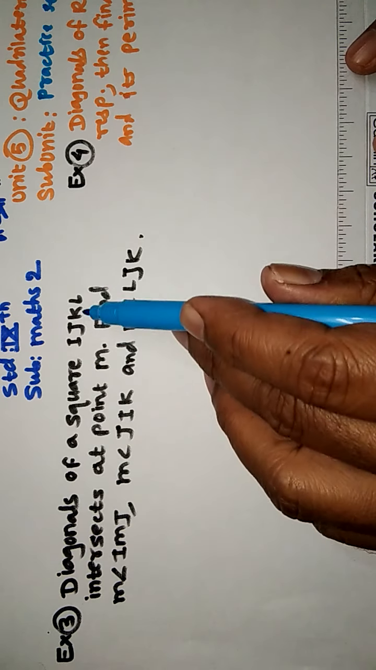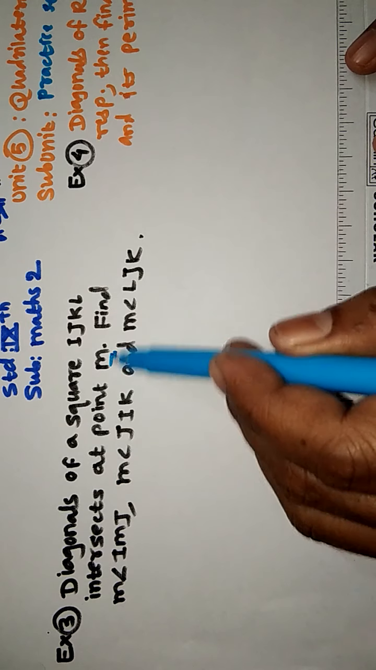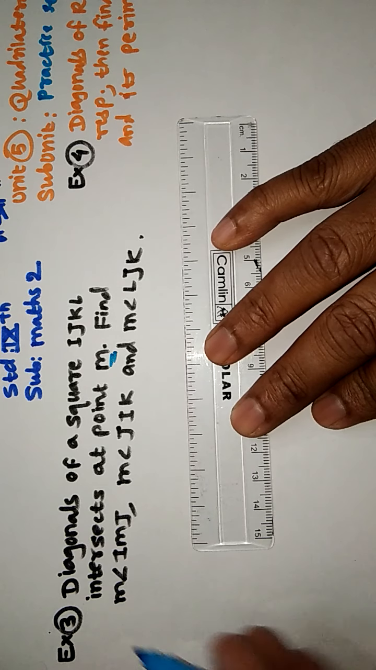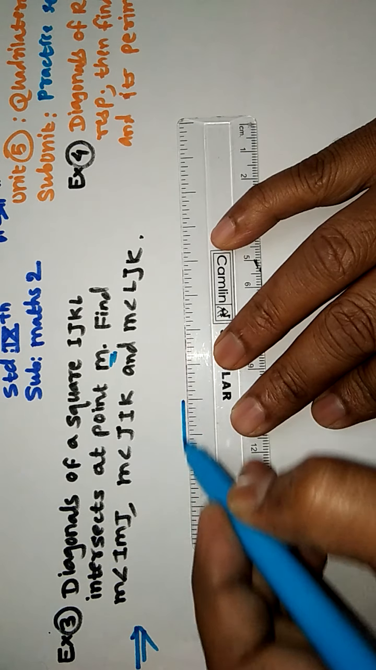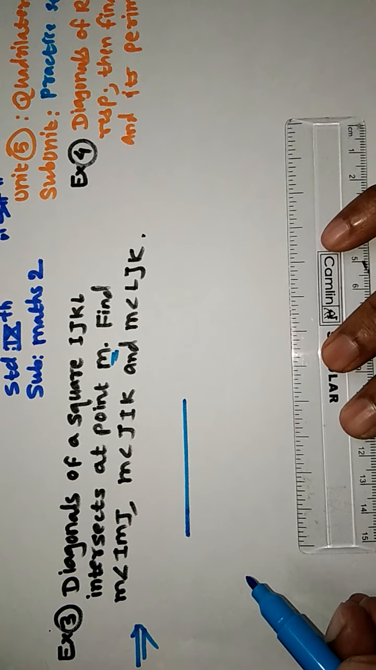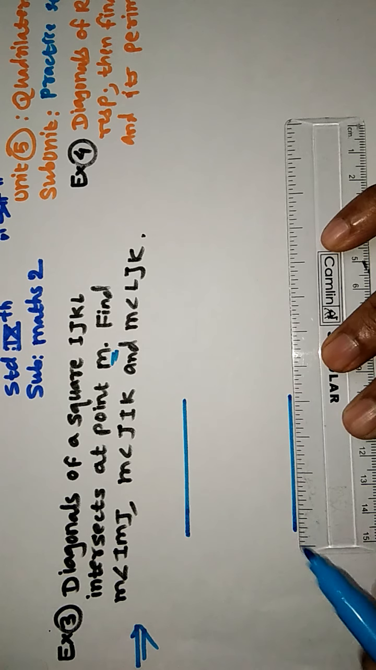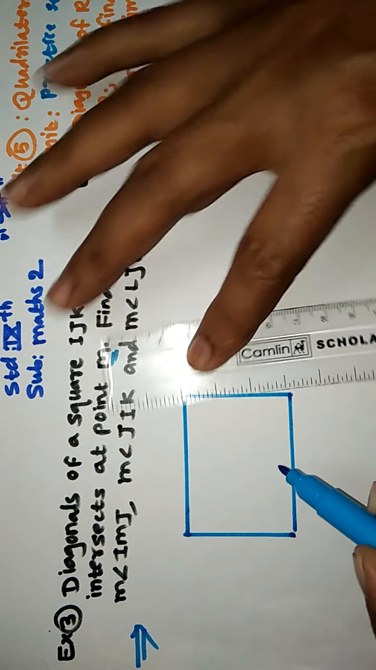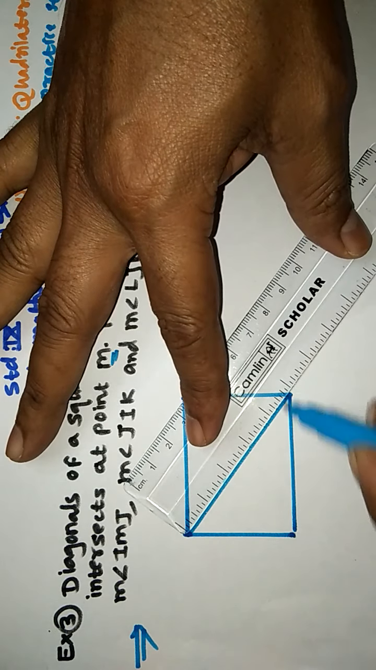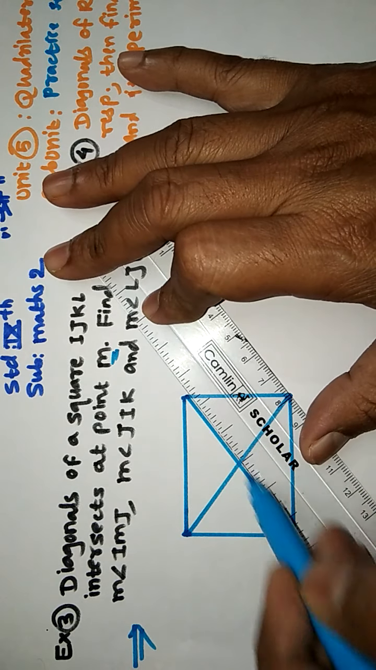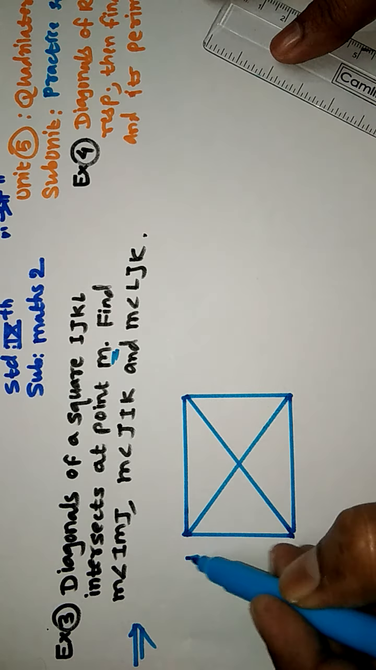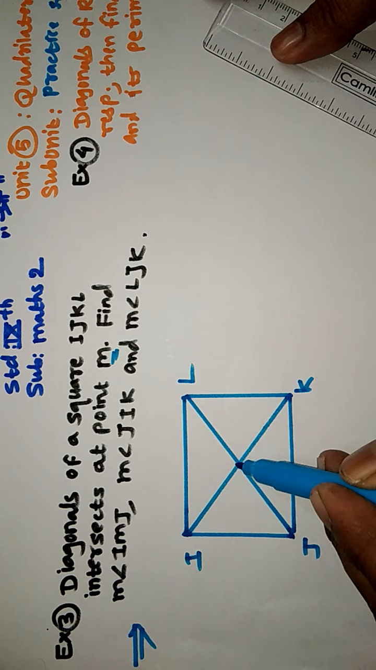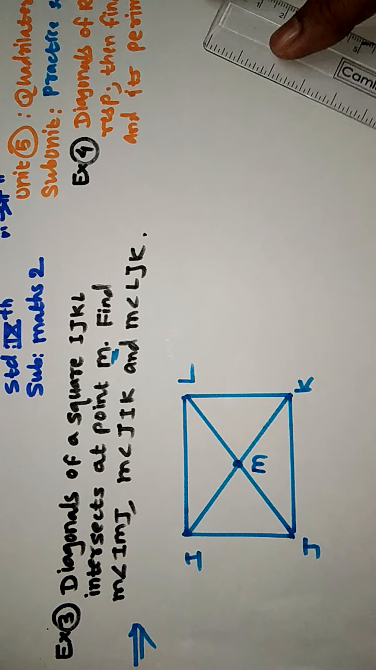Diagonals of square IJKL intersect at point M. Find the respective angles. First we draw a square. Name this square. Draw its diagonals IK and JL, which intersect at point M.